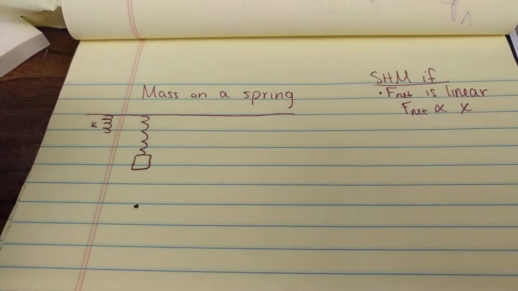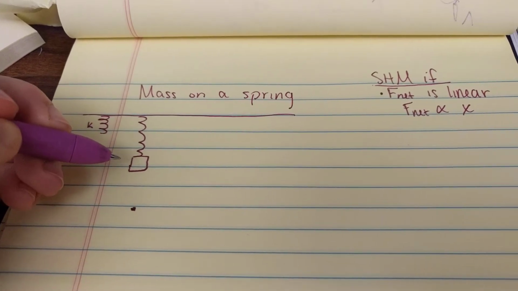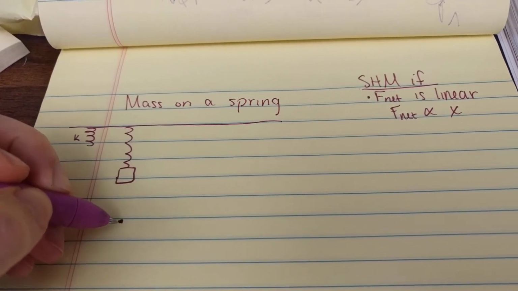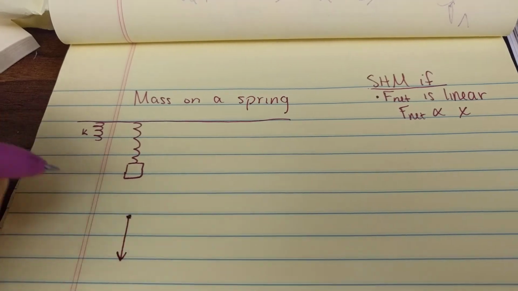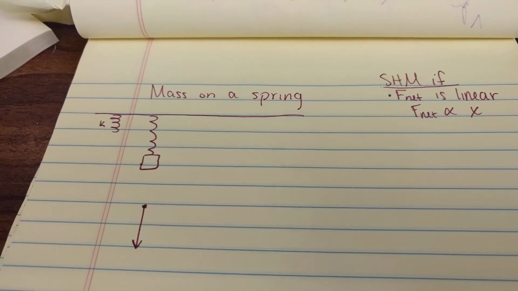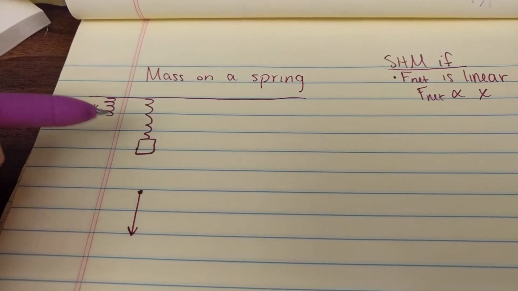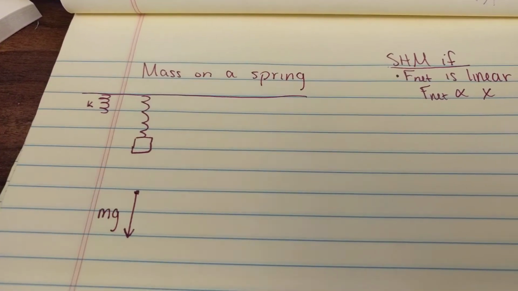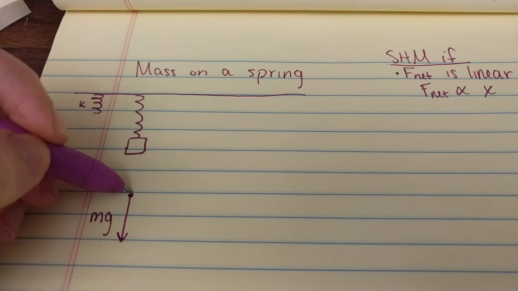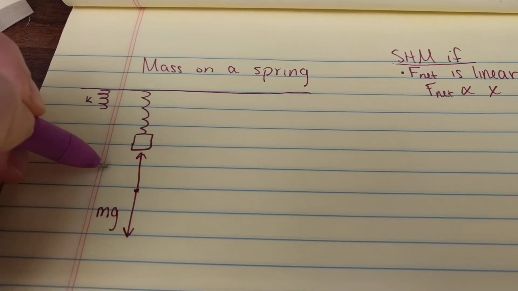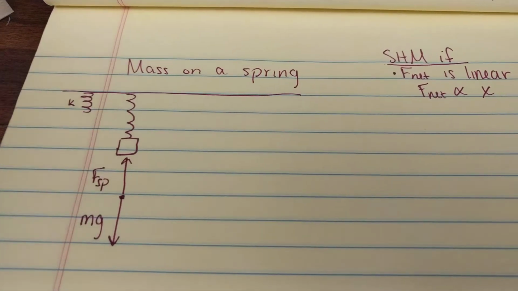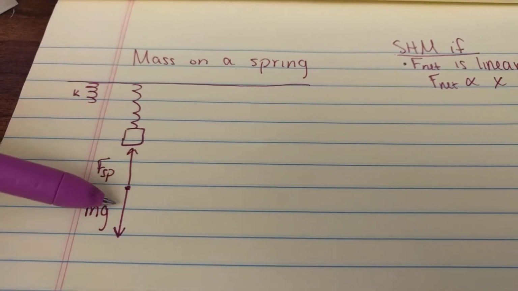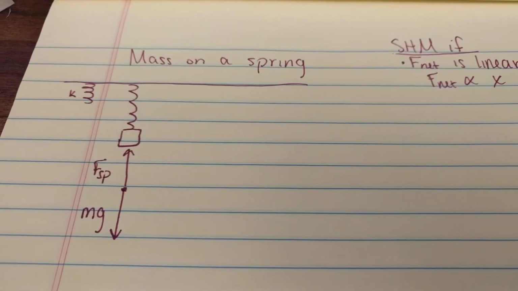If I were to draw a free body diagram here, we have two forces acting on this mass. We have the weight of this block, whatever the mass of that block is times the acceleration due to gravity. And we have the spring force acting on this mass as well. These forces are the same magnitude.